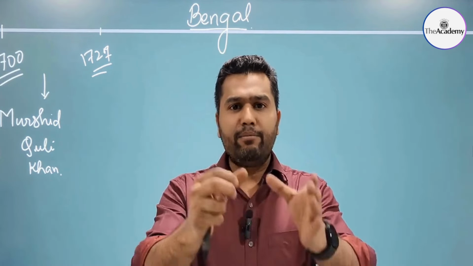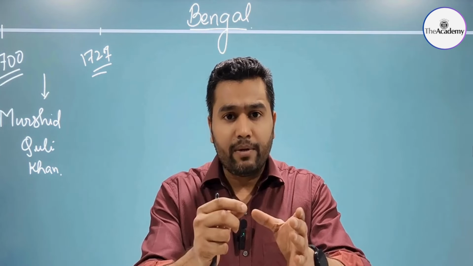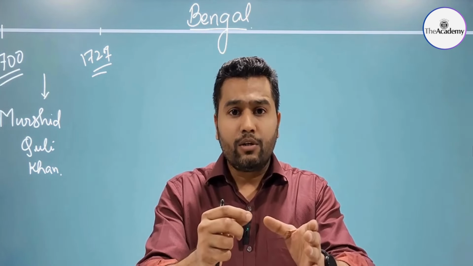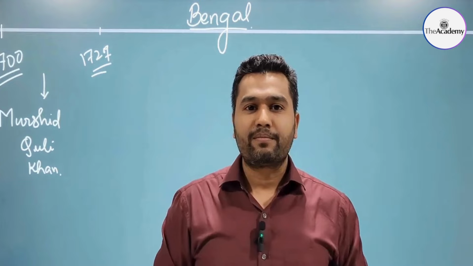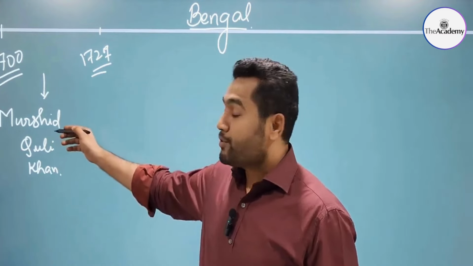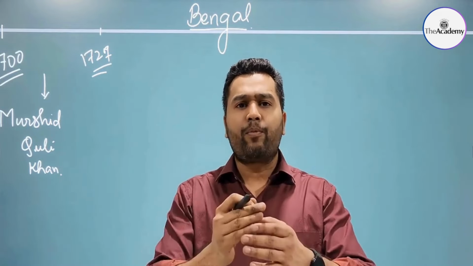There was an efficient administration in Bengal. And this also enabled Murshid Quli Khan to shift the capital from Dhaka to Murshidabad. So under the reign of Murshid Quli Khan, Bengal indeed emerged as a prosperous region.